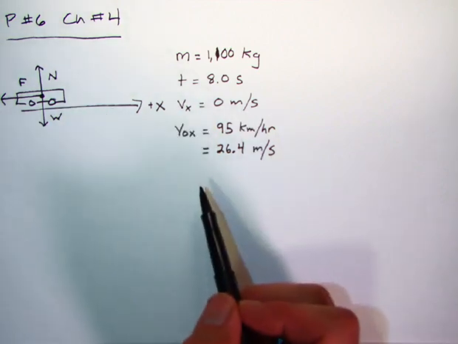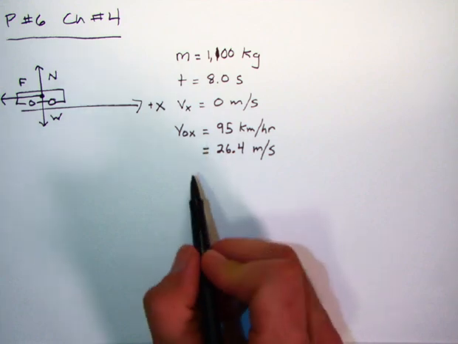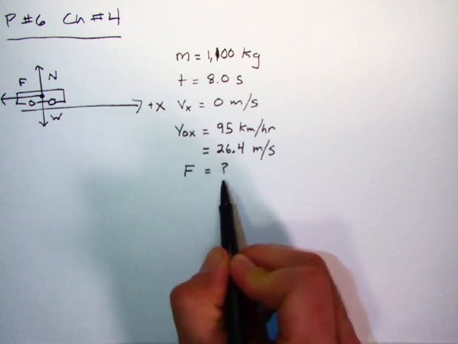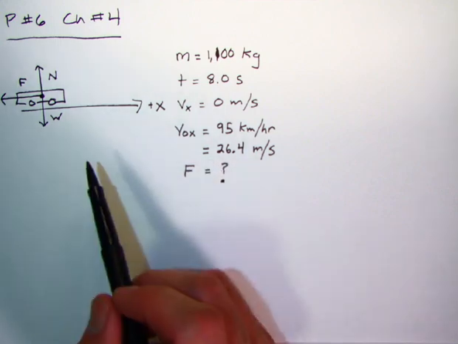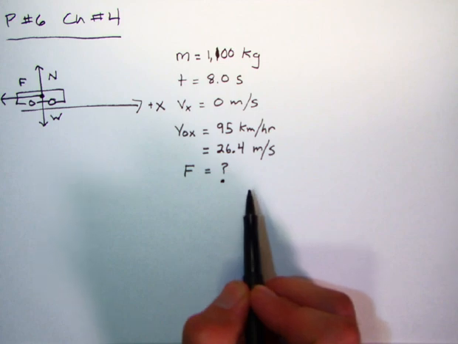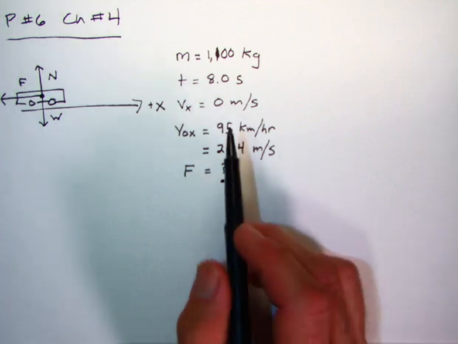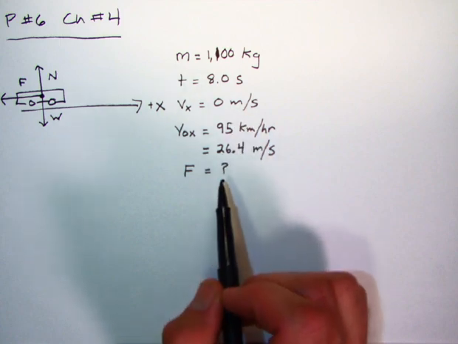Now I'm going to read the problem one more time, and it wants to know what this force is. What is this force that's slowing it down? It wants to know the magnitude of this force. Okay, I want to know F. Well, that's all the information I know so far.